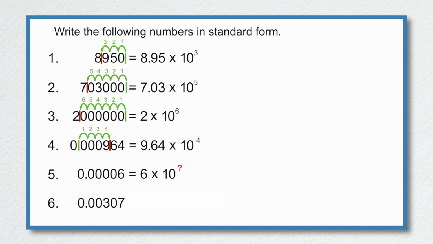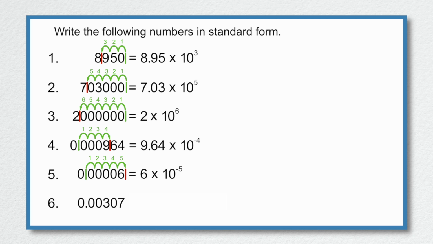0.00006. So we're going to end up with 6 multiplied by 10 to the power of something. Again, that something is going to be a negative. So there's the cutoff point. There's our decimal point. We count the moves. 1, 2, 3, 4, 5. So we end up with the answer 6 multiplied by 10 to the power of minus 5.